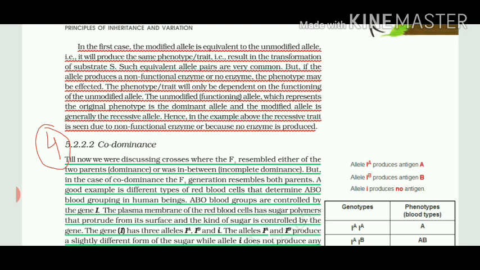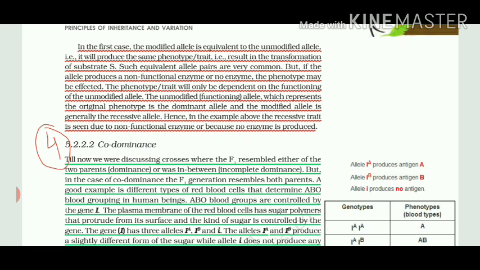Such results are very common, but there can be chances that the modified gene is producing either a non-functional enzyme or no enzyme. It means the whole outer appearance will get affected. So the phenotype will only depend on the functioning of the unmodified allele, which represents the original genotype.